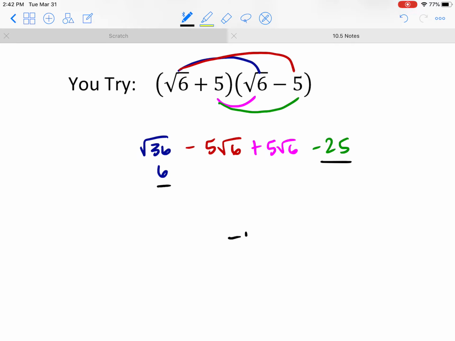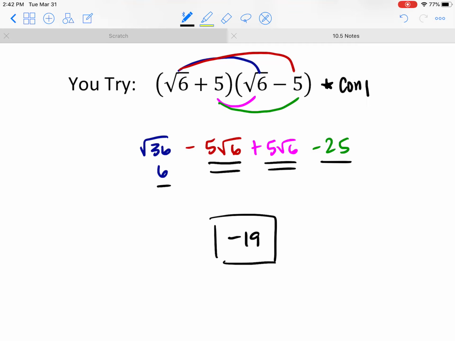Now this radical 36 is just 6. And I can combine the 6 here with the negative 25 here. And 6 minus 25 is going to give me a negative 19. And then what happens with a negative 5 radical 6 and a positive 5 radical 6 is they cancel. So all we're left with here is a negative 19.